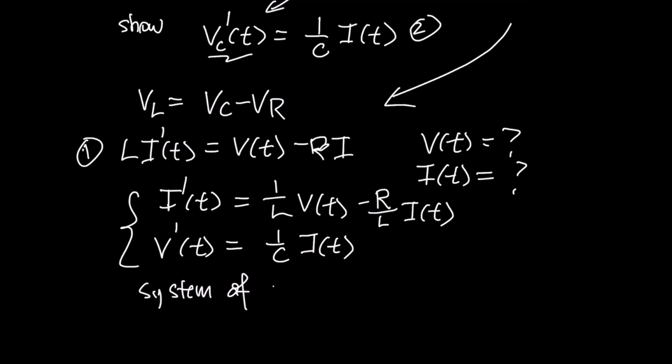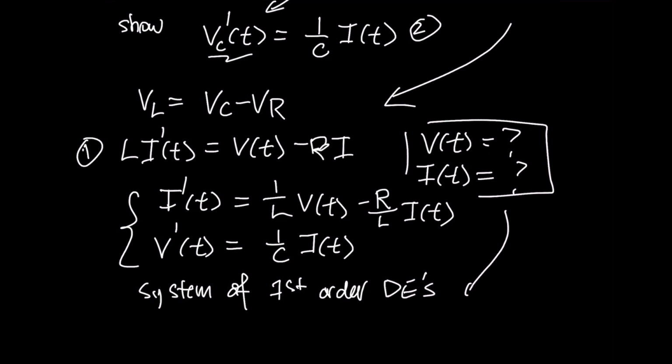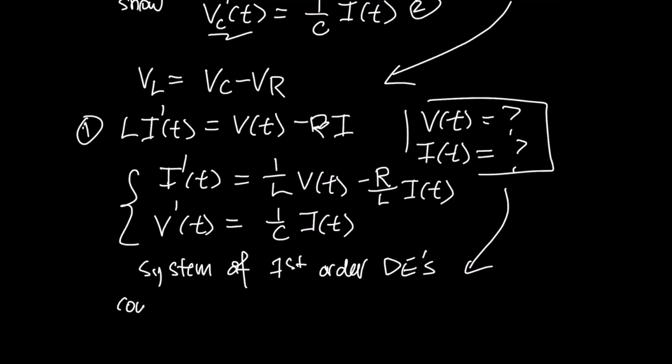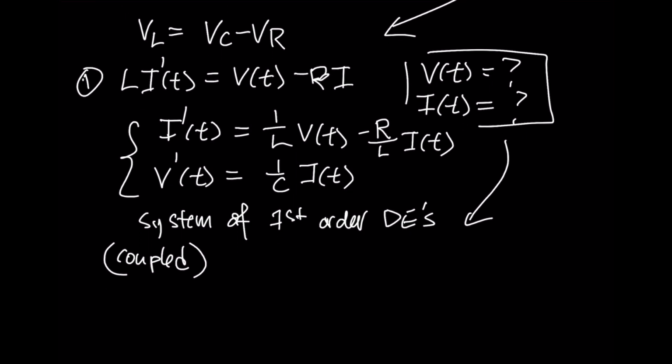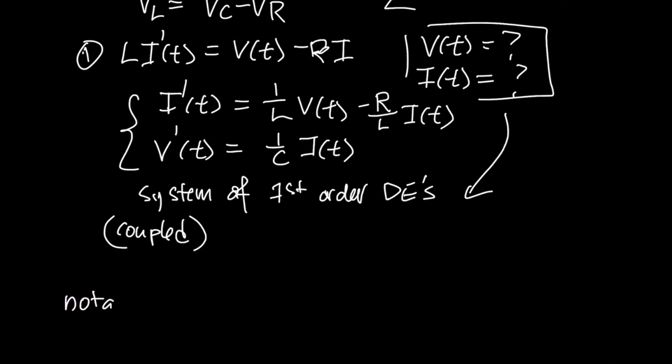What we produce here is a system of first order DEs, and there are two unknowns, this V of t and I of t. This is what's called a coupled system because the I equation depends on both V and I, and the V equation depends on both V and I. We're now going to use vectors and matrices.